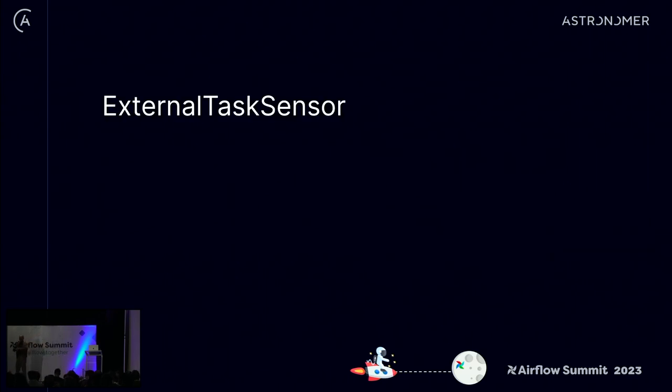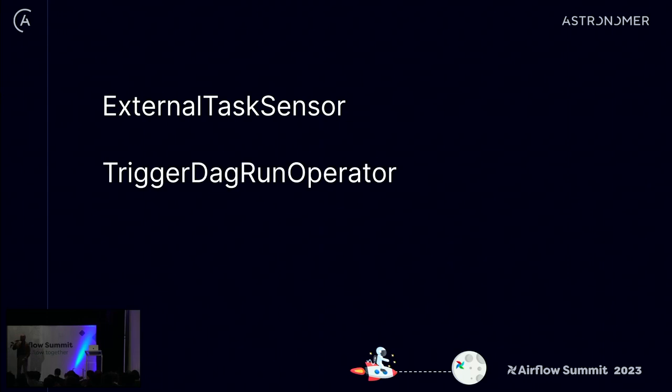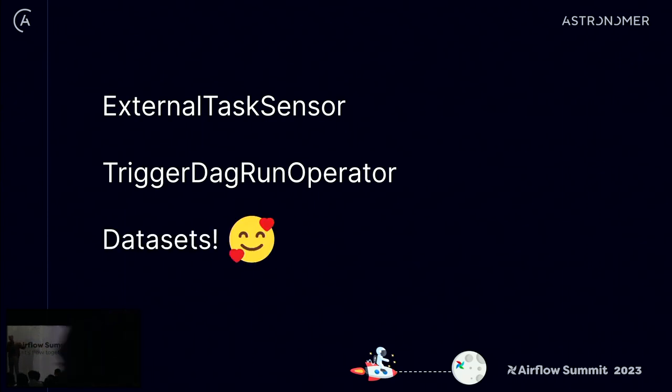The external task sensor, you can use it to wait for a task to complete before moving forward in the current DAG. Then you have the trigger DAG run operator, which is just to trigger a DAG from another DAG. But then you have the datasets. And with the datasets, you are able to trigger a DAG based on data updates.